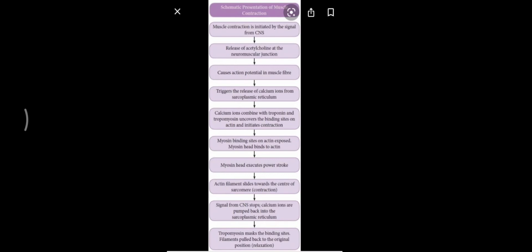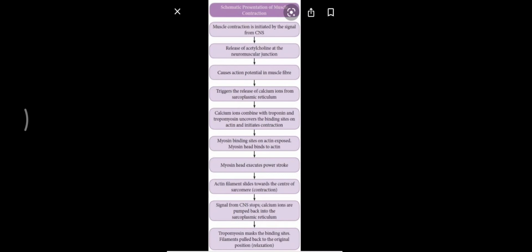Now, muscle contraction is initiated by a signal sent by the central nervous system through a motor neuron, and it reaches the muscle fiber. The motor neuron along with the muscle fiber is called a motor unit. There is a junction between the motor neuron and the sarcolemma of the muscle fiber, and this is known as the neuromuscular junction or motor end plate.